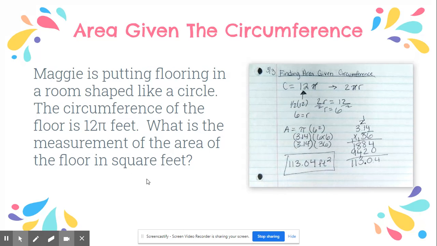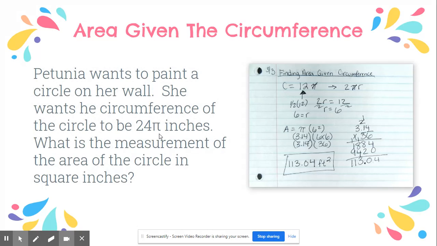That's all you had to do. The only number we need to look at when it tells us the circumference in terms of pi is the number attached to it. So with 12 pi, we look at the 12. You take half of that, and that's what your radius is going to be. That's all we're doing here. Let's look at one more.